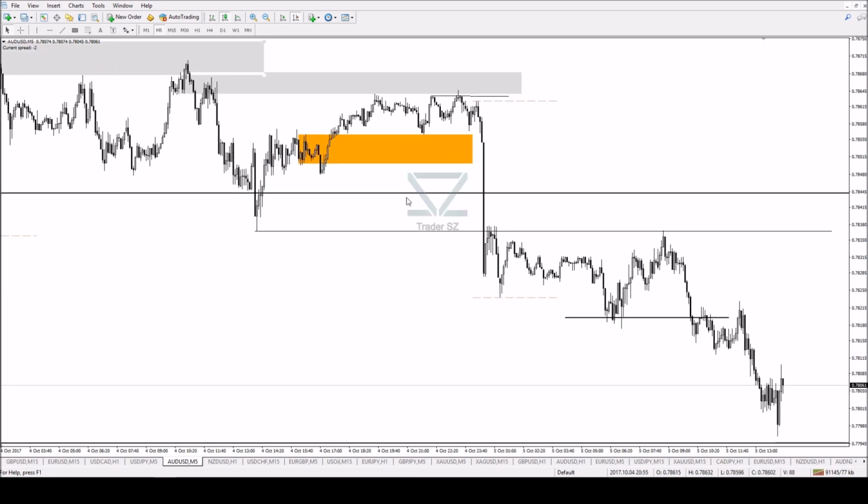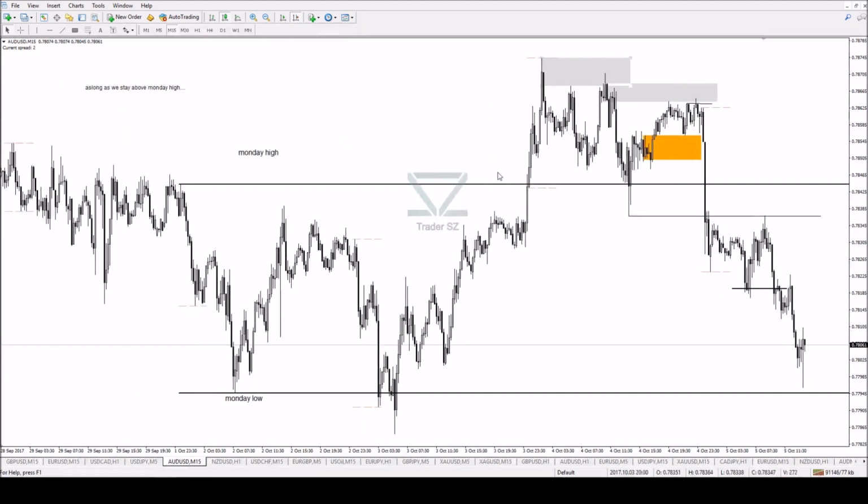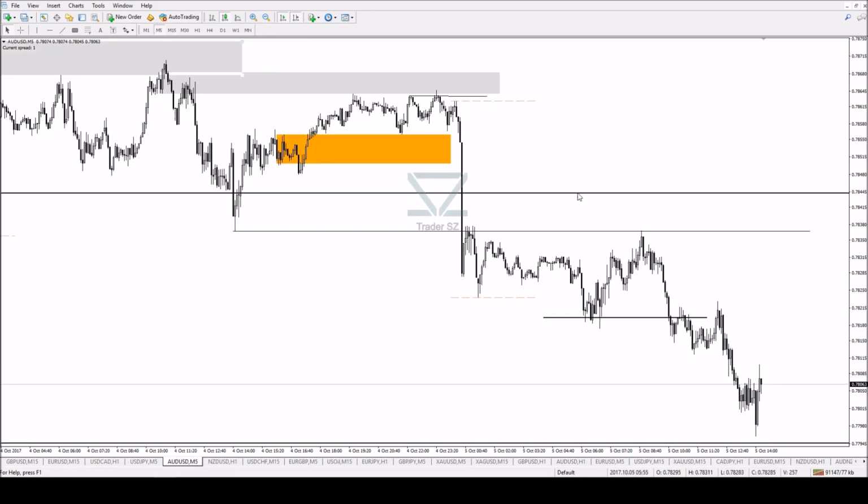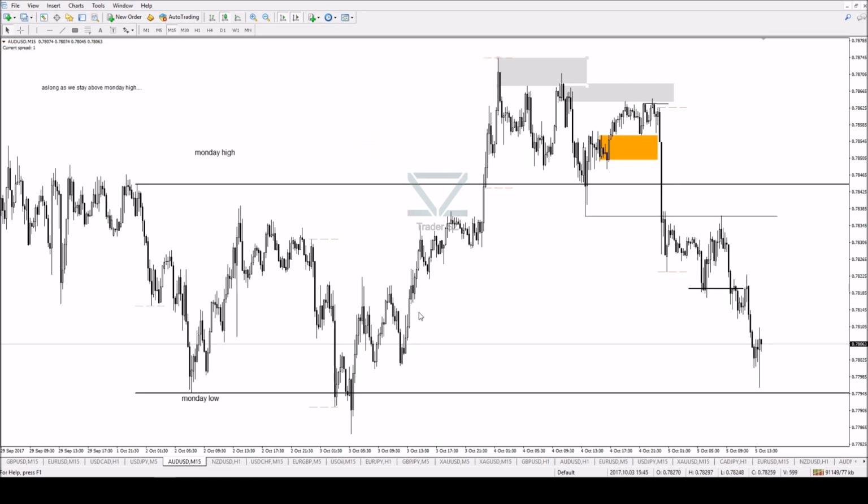Ideally, later on, I said if it got back below the Monday range, I'm going to look for shorts. But ideally, I was looking for a push up into probably this level here. It didn't give me that, and as you can see, it sold off and went deeper within the range.